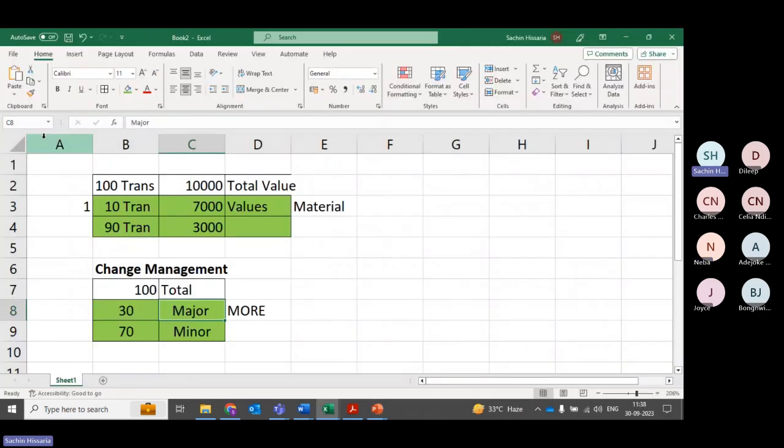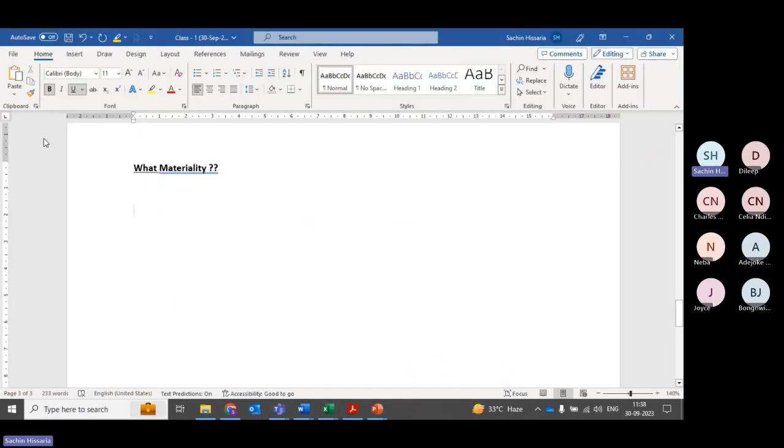Can you please tell me, can we keep our audit risk zero? Can we keep audit risk zero? No. We can only minimize it. We cannot keep it at 0. Correct. Why can it not be zero?